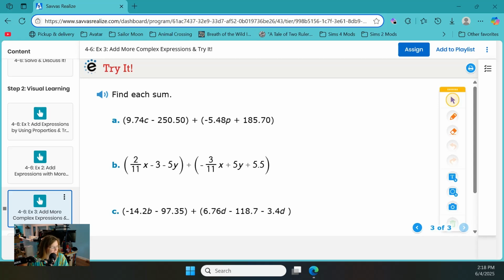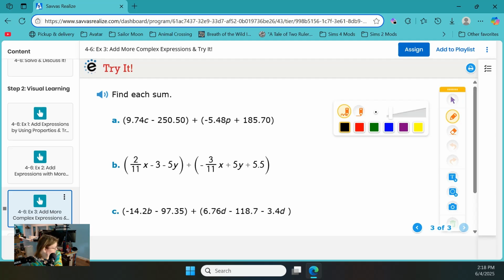All right. So now we're going to just look at a variety of more complex expressions. So we're going to spend a lot of time with the Try It under Example 3 on page 235. So we're going to take turns solving some problems, and we're going to go kind of out of order. So I'm going to work out question A.